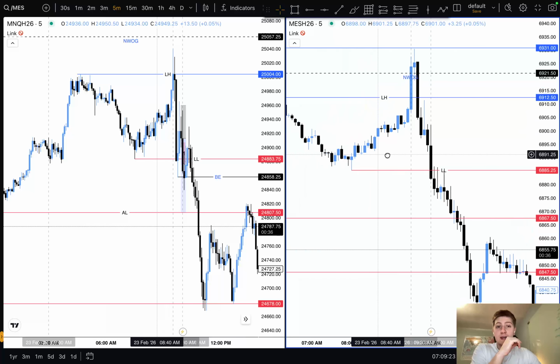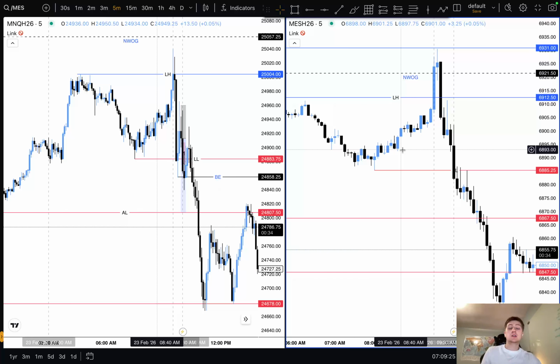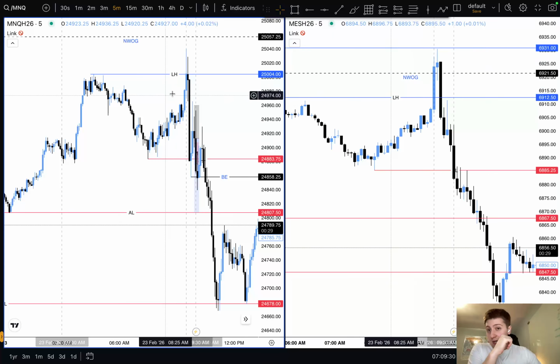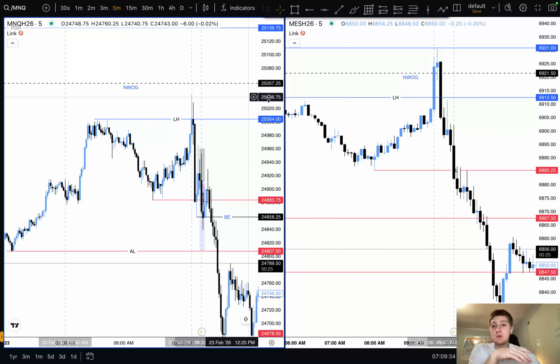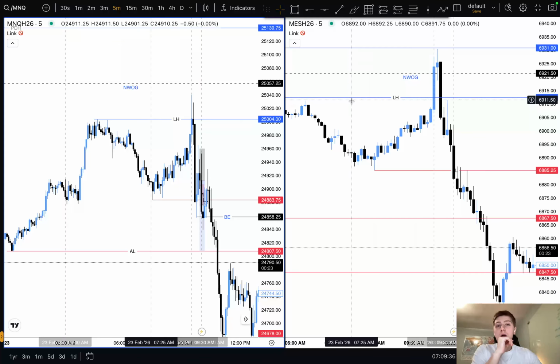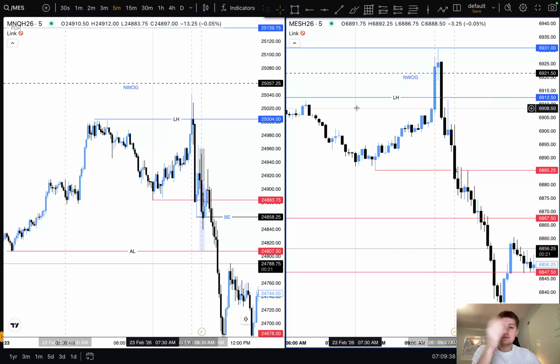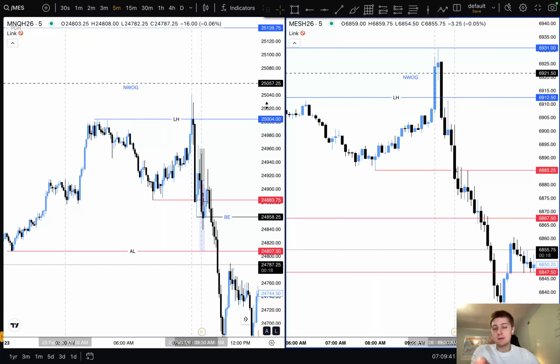But what we want to see next is how we react off this manipulation, right? We can either continue or reverse. And so we manipulated London high. NQ took out London high, was moving towards the New York opening gap, which we already tapped into when Asia session opened. So I'm not too worried about the New York opening gap.